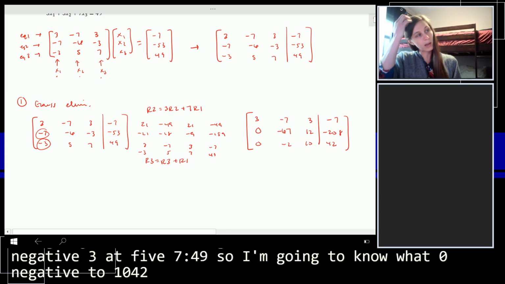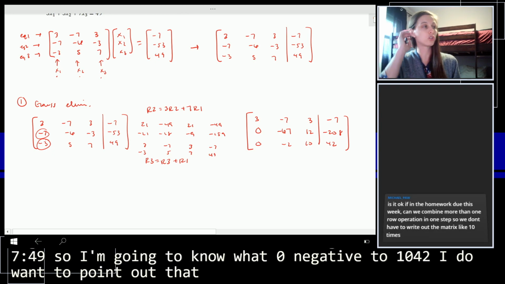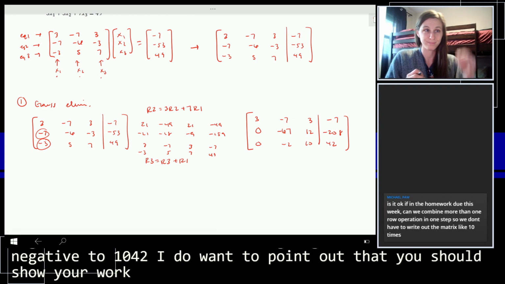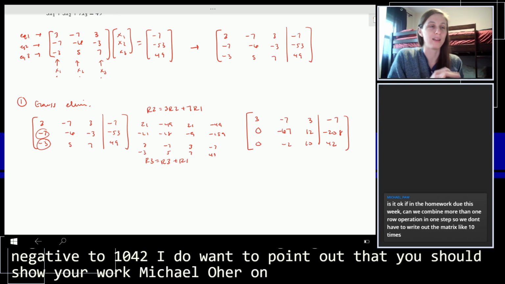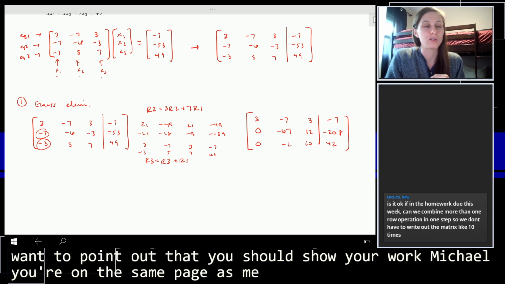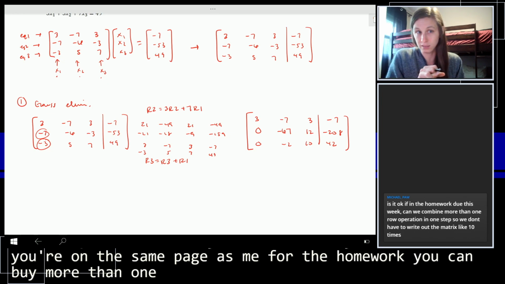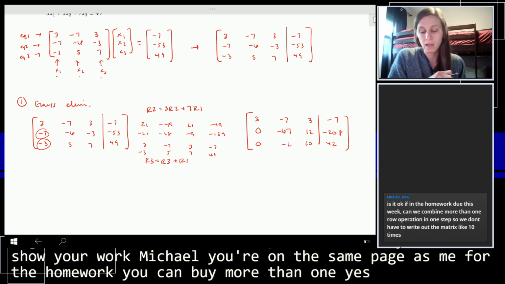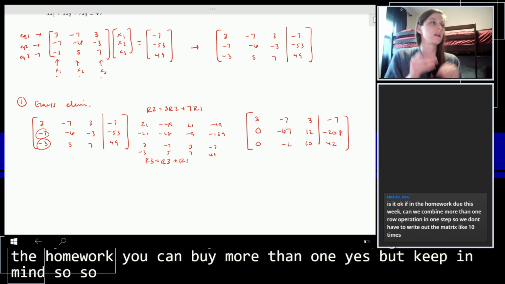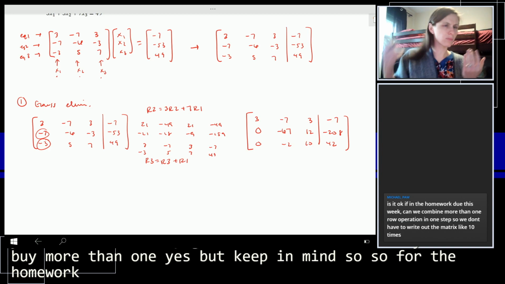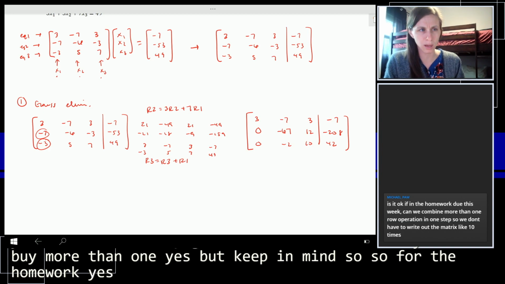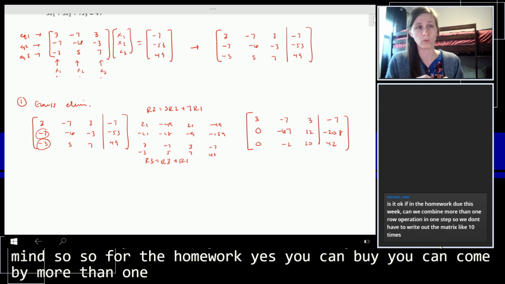I do want to point out that you should show your work. Michael, you're on the same page as me. For the homework, you can combine more than one row operation in one step.